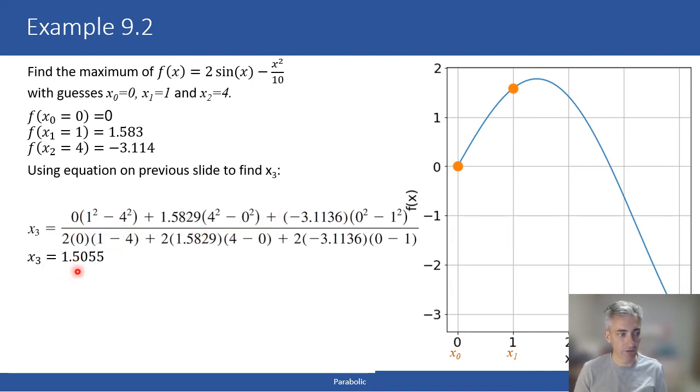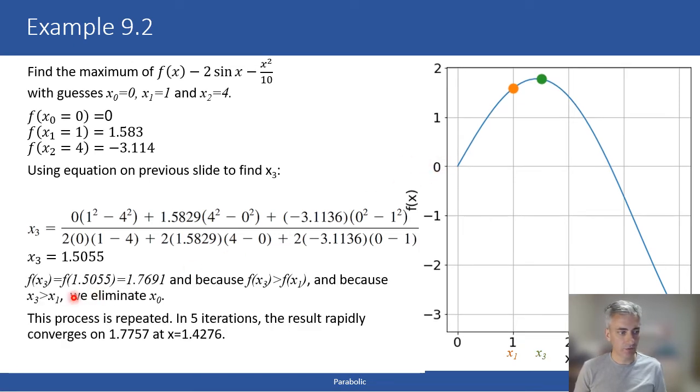So x3 turns out to be at 1.5055. So we'll add that to the graph just here. Now, because f of 1.5055 is larger than the previous x1, we can see it here. The new value that we've just calculated is larger than x1. We know that we can discard any points that we had to the left of x1. So we got rid now of x0.